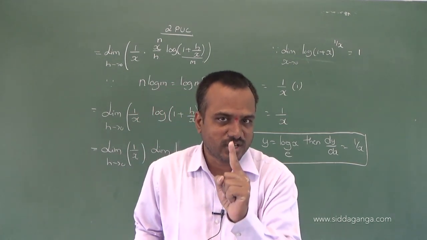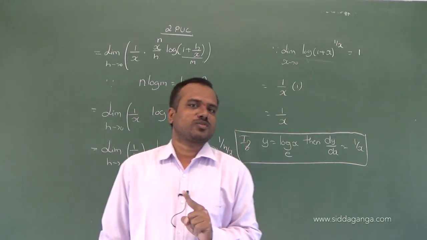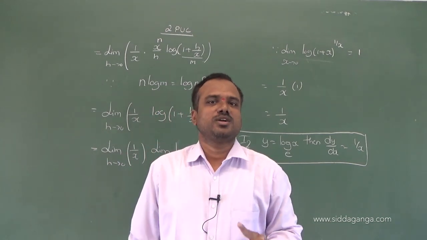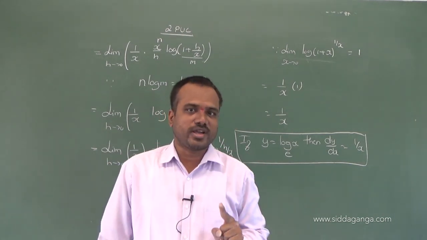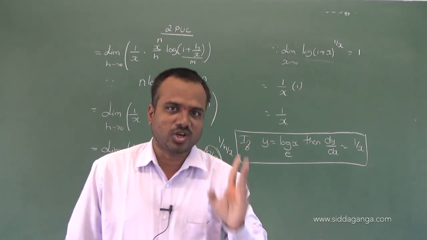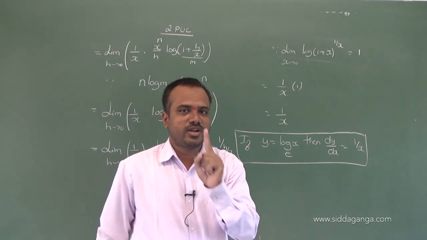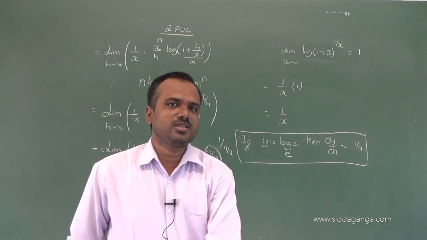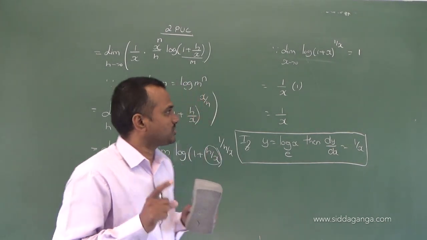First one is derivative of e power x. Derivative of a power x into log a. Third one is derivative of log x is what? 1 by x.